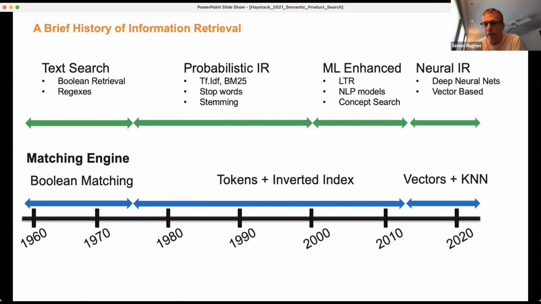Then around the late 2010s and beyond, we start to see companies like Google with Hummingbird move towards more of a neural search or a vector search model, where they're starting to bring deep learning models into play.